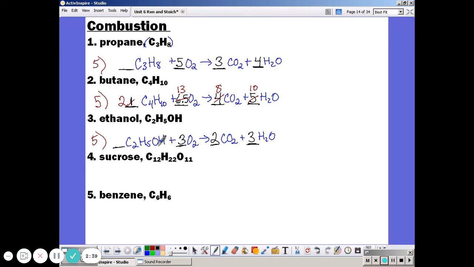Sucrose is a hydrocarbon even though it contains oxygen. So this is still combustion. So we'll say plus O2 yields CO2 plus water.